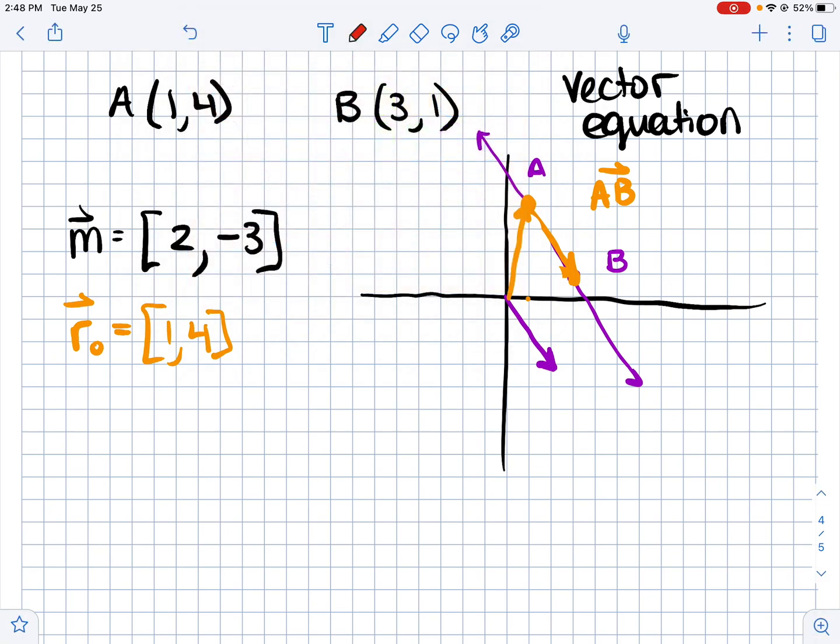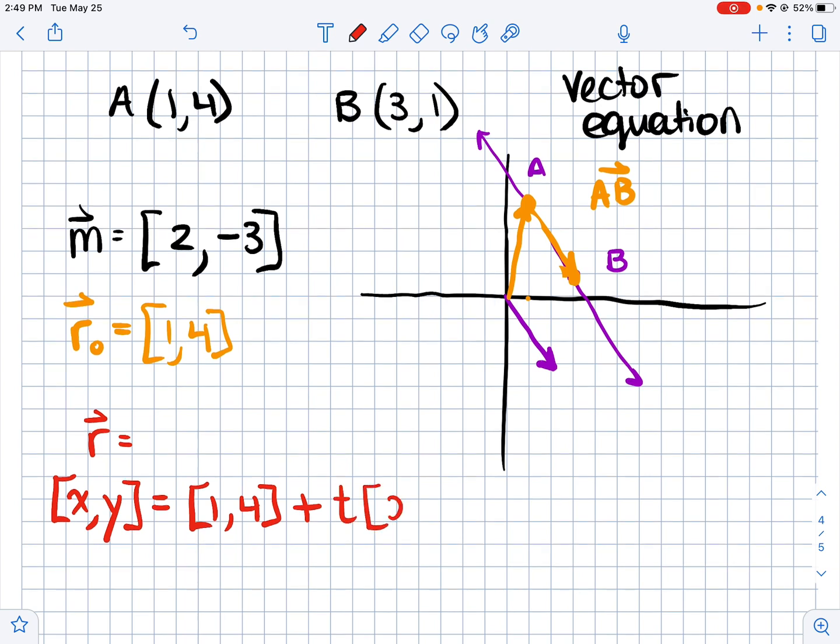And then I can write the vector equation of my line, which you can either start with R equals, or you can start with x, y equals. Those are both acceptable notations. So I could say x, y equals, I could use a point like 1, 4, plus, I need a parameter, so I always use t, and then my direction vector, 2, negative 3. Or you could have done the same thing using r at the beginning of the line. Doesn't matter.